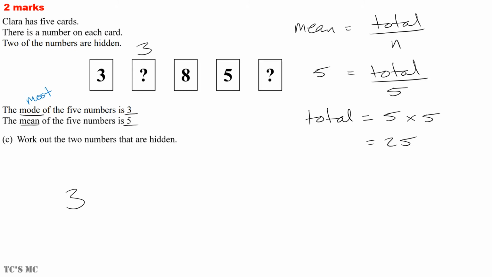So to work out that last number, we are going to do 25 subtract 3 again, subtract 8, and then subtract 5. That gives us 6 and our second mark. You must have 3 and 6 for 2 marks.